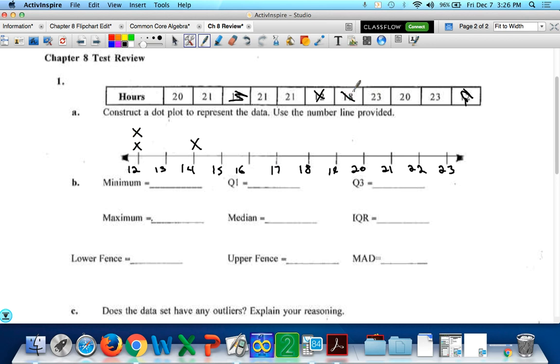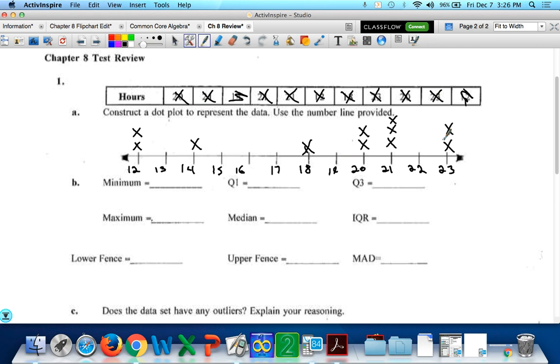Next number I see is an 18. We've got a 20 and a 21. Just kind of jumping around, making sure I get everything. A couple more 21s. 23, 20, 23. Okay, that should be everything.